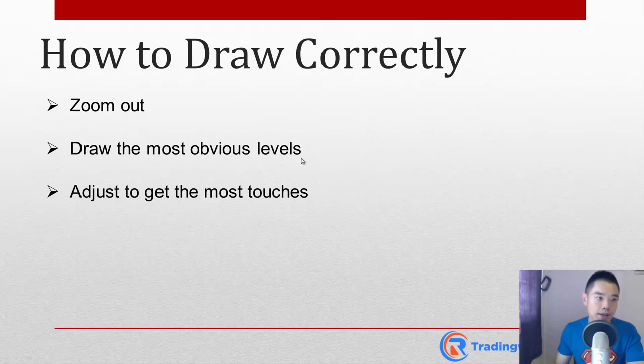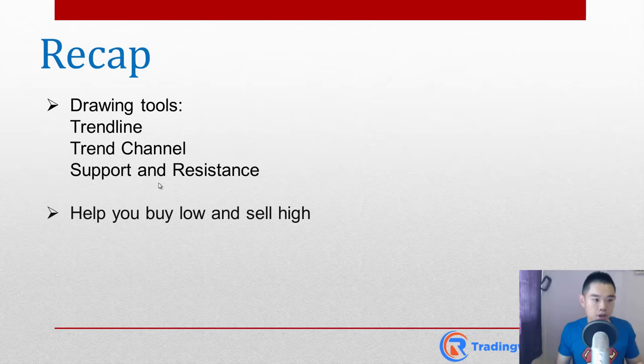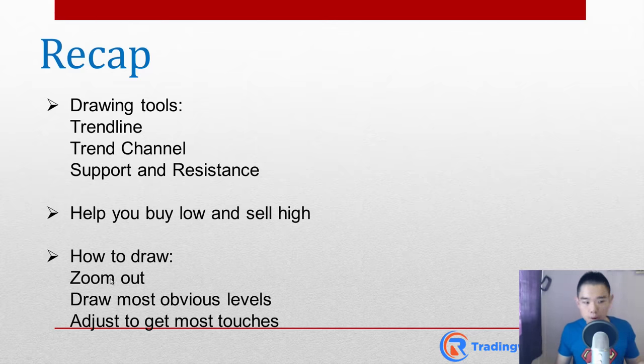Now that you know how to draw your levels correctly, let's do a quick recap. Number one, drawing tools. You can draw stuff like trend line, trend channel, support and resistance. Those are drawing tools that help you identify what is low and what is high, so you can buy low, sell high in the markets. How to draw: just zoom out your charts, draw the most obvious levels and adjust to get the most number of touches. The concept is the same, whether you're drawing support resistance, trend line, or trend channel.